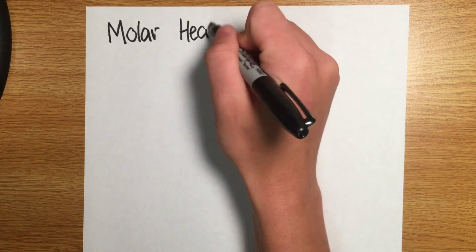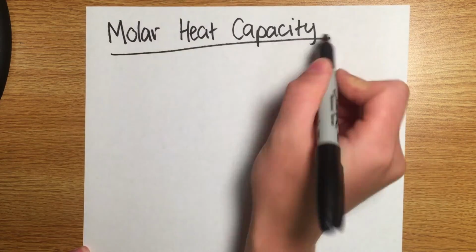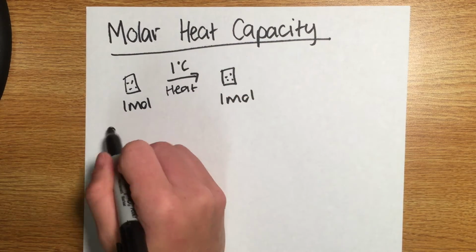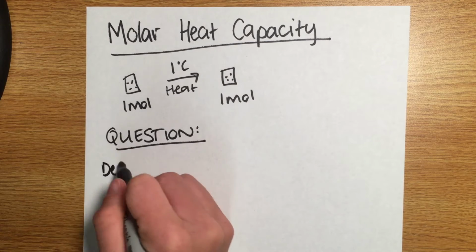Molar heat capacity is an important chemical property. It refers to the amount of energy required to raise 1 mole of a substance by 1 degree Celsius. Let's take this question for example.